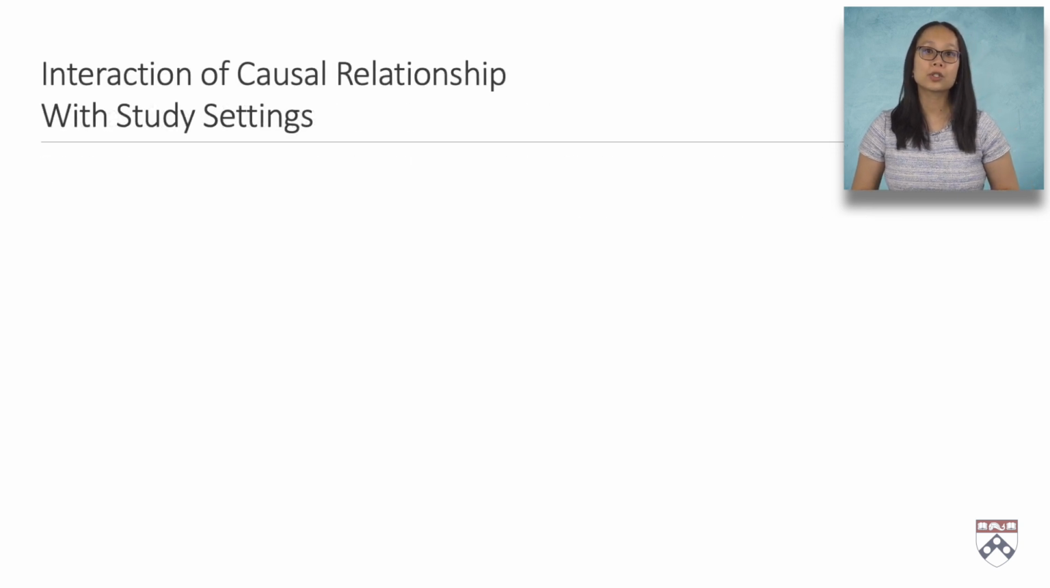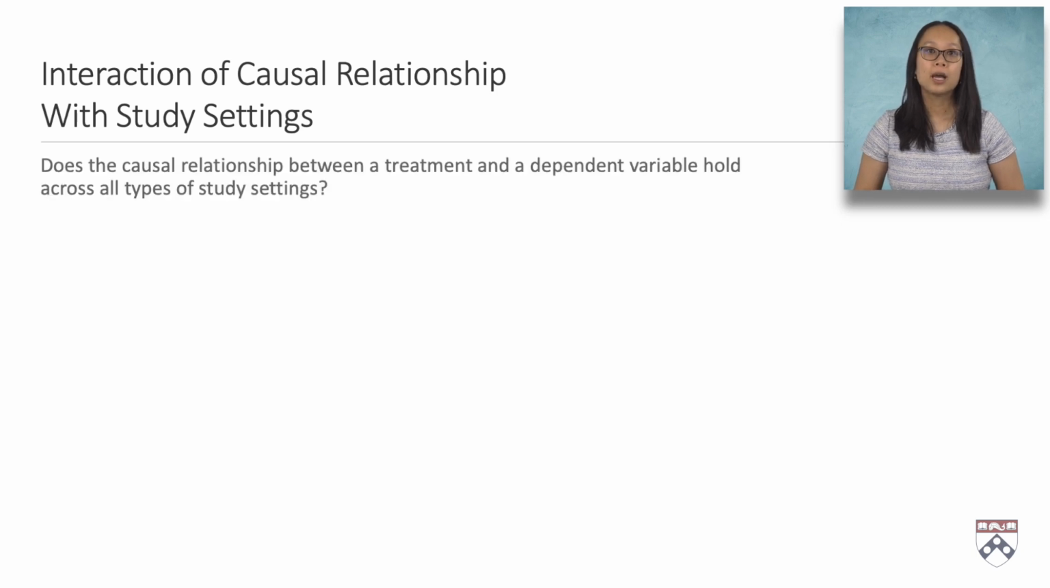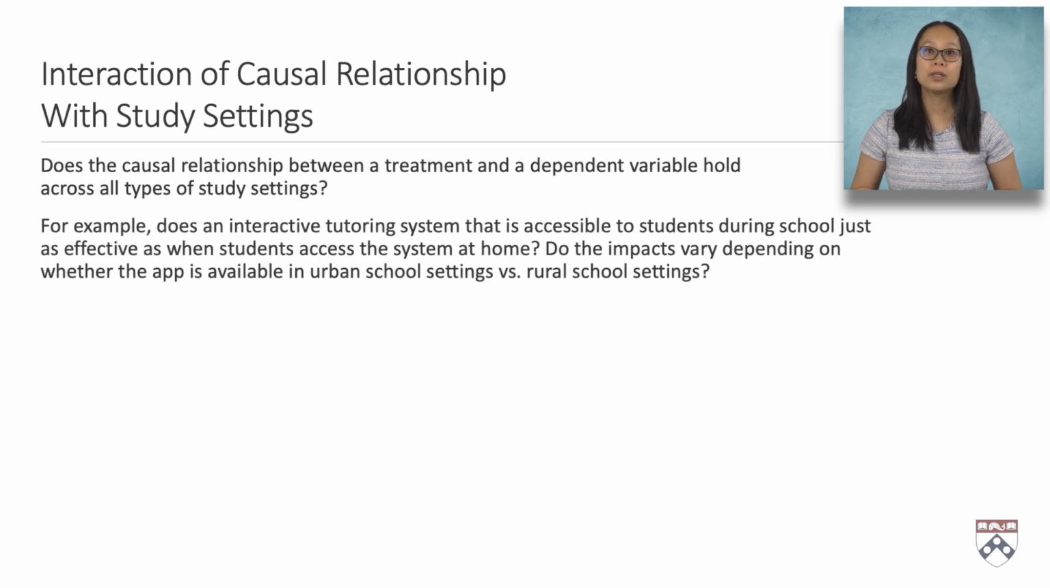Next, we have to consider interaction of causal relationship with study settings, where the main question is whether the causal relationship between the treatment and the dependent variable holds across all types of study settings. So, for example, if the tutoring system is accessible to students during school, would that be just as effective as when students access the system at home? Or do the impacts vary depending on whether the app is still available in urban school settings versus rural school settings? So whenever there's a dependence between the nature of the causal relationship and the particular setting or context in which the relationship is being studied, then these interactions or variations in the relationship collectively constitute a threat to external validity.